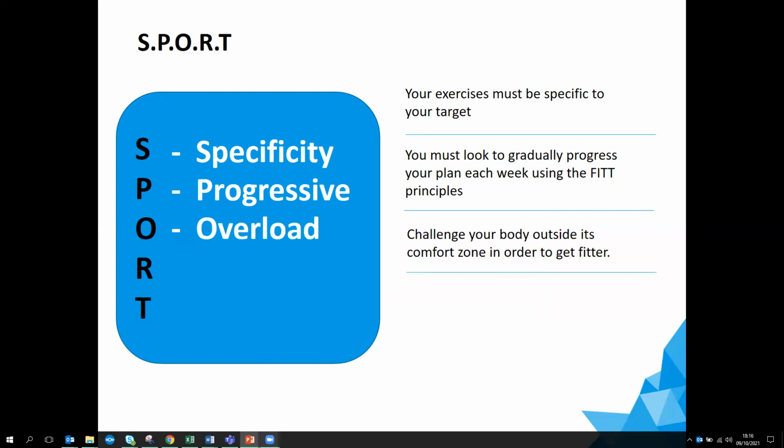O is for overload. Now, overload links closely with progression. When your body adapts to training, you must apply this principle to allow you to progress. You must push your body outside of its comfort zone in order to get fitter and work towards achieving your target. And you must ensure that during your plan, you're not completing the same exercises or reps every single week, as your body will become used to it and it will slow down your progress.